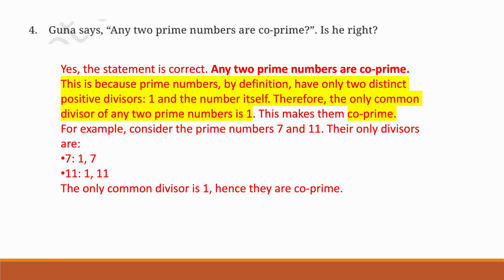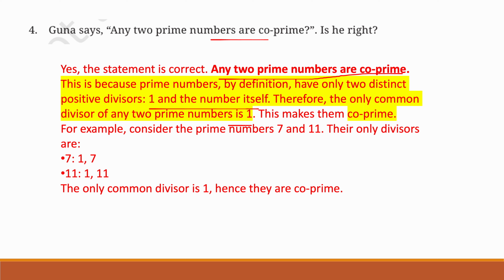Guna says, any two prime numbers are co-prime. Is he right? Yes, the statement is correct. Any two prime numbers are co-prime. This is because prime numbers by definition have only two distinct positive divisors, 1 and the number itself. Therefore, the only common divisor of any two prime numbers is 1.